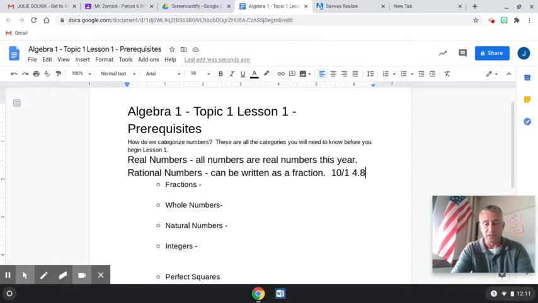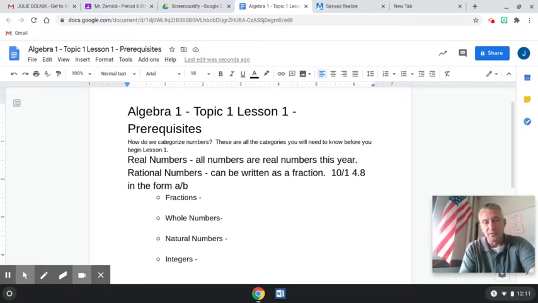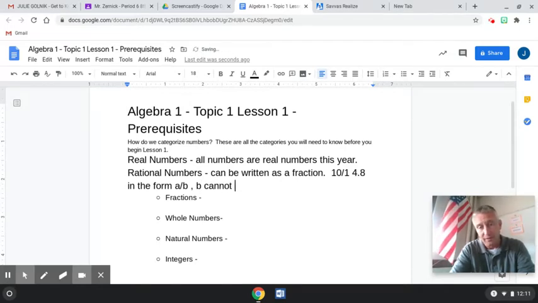You will also see this. It can be written as a fraction, and it will say in the form A over B. Guys, they're not trying to trick you with A over B. They just want to show you that that's the form A over B. So if you pick a number for A and you pick a number for B, and it will say B cannot equal 0. Okay, so I have to actually type that because I don't have the symbol for that.